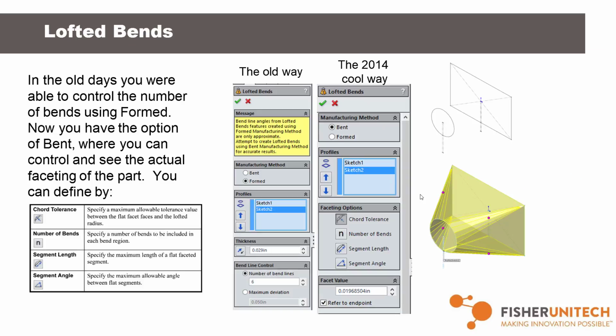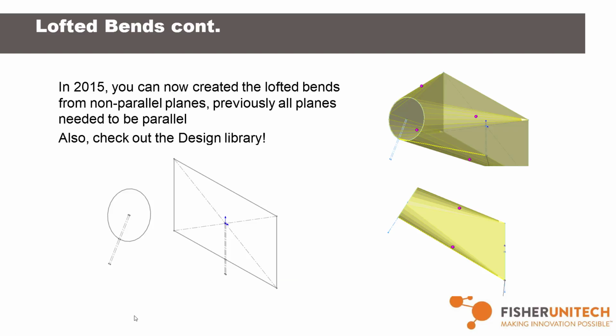Along with this, we're going to start covering lofted bends. We talked about the base flange before. That's one way to start a sheet metal part. This is going to be your second way. Nice thing about it is they changed the way the bent ones work, where you have some options to control it with these 4 different selections at the bottom: chord tolerance, number of bends, segment length, segment angle. There's a quick description of what each of these does. We can actually see what they do and test them out.